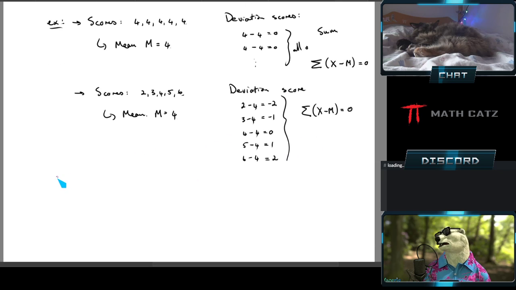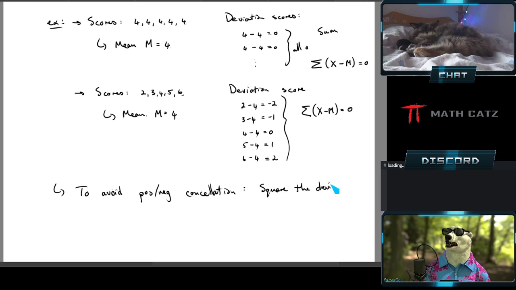Fortunately. So the deviation score on its own is not enough, but I'm getting close. I'm in the right direction. To avoid this positive negative cancellation, I do like the deviation scores, but to avoid this cancellation, I'm going to square the deviation scores.